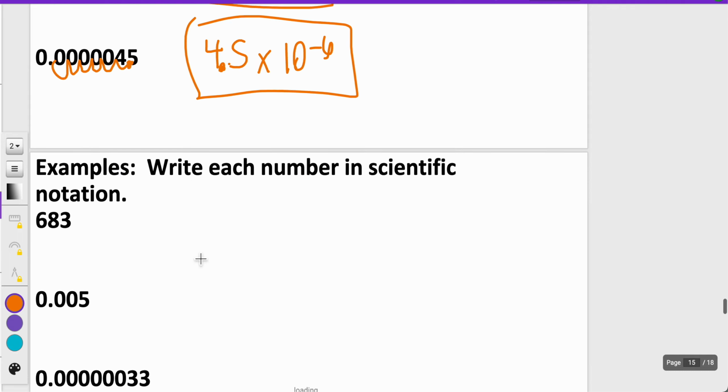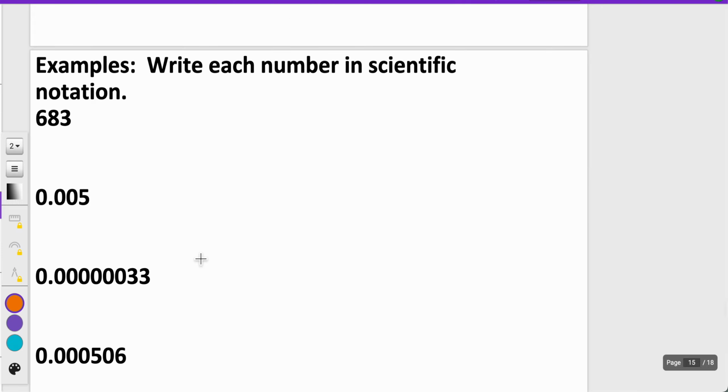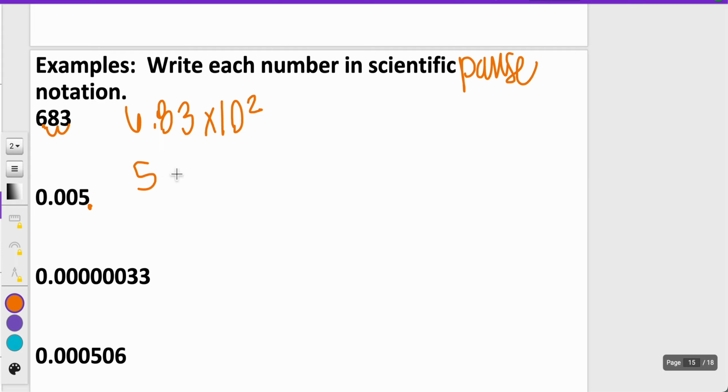Okay? Again, let's practice with some of these. Maybe you pause the video here, try this one on your own, and when you're ready, click play. So 6.83 should be our decimal, and we only had to move this decimal twice to the right, so that is 10 to the second. 0.005, my decimal needs to be after the 5 to create 5 or 5.0, and 1, 2, 3 back to the left, so that's 10 to the negative third.